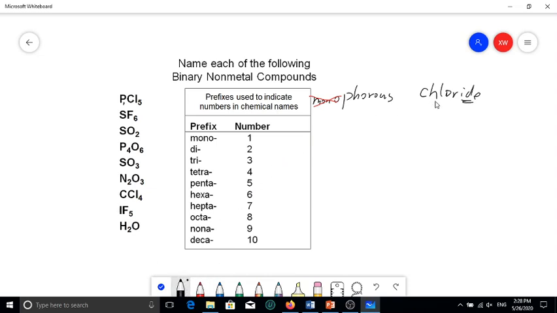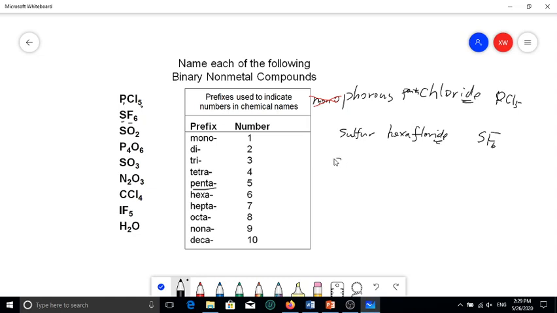Now for the second element, chloride, you have 5 of them, so you use the prefix penta. The name of this compound will be phosphorus pentachloride. Now let's look at the second one. This is sulfur and fluorine, so it's 1 sulfur, again mono, but you don't say mono, you just say sulfur. Fluoride, but there are 6 of them, so you use hexa. It's going to be sulfur hexafluoride, with the IDE ending. I'm sorry, that was PCl5. This is SF6.